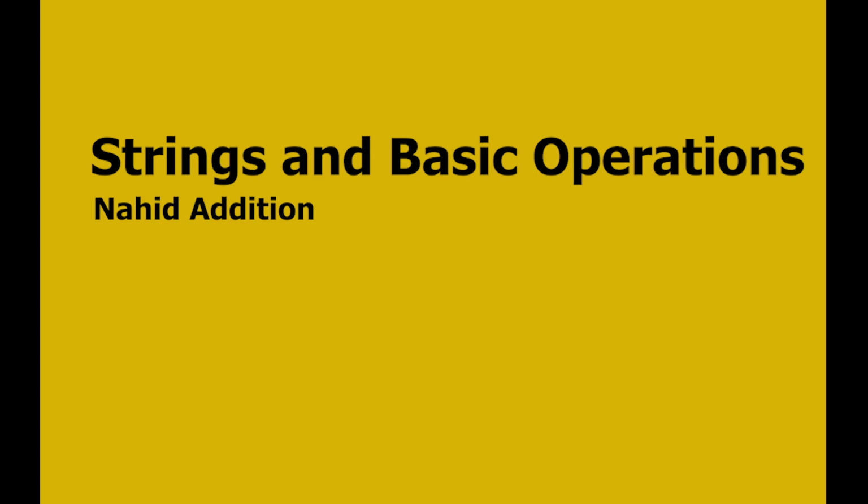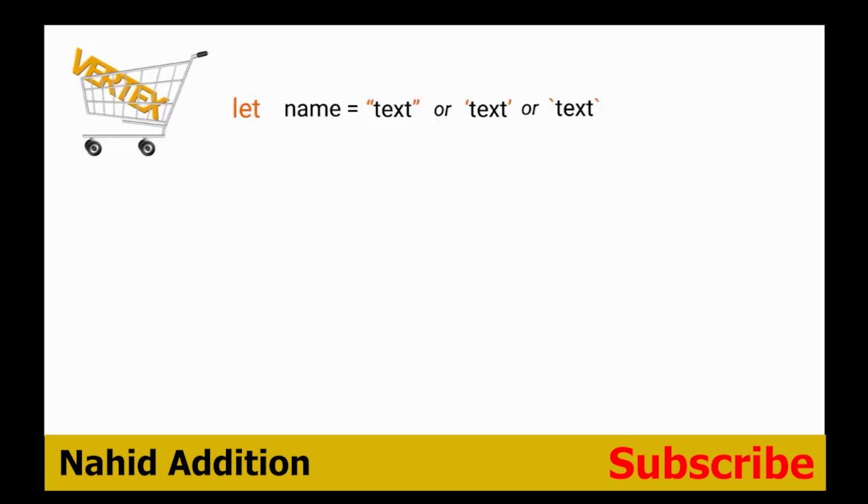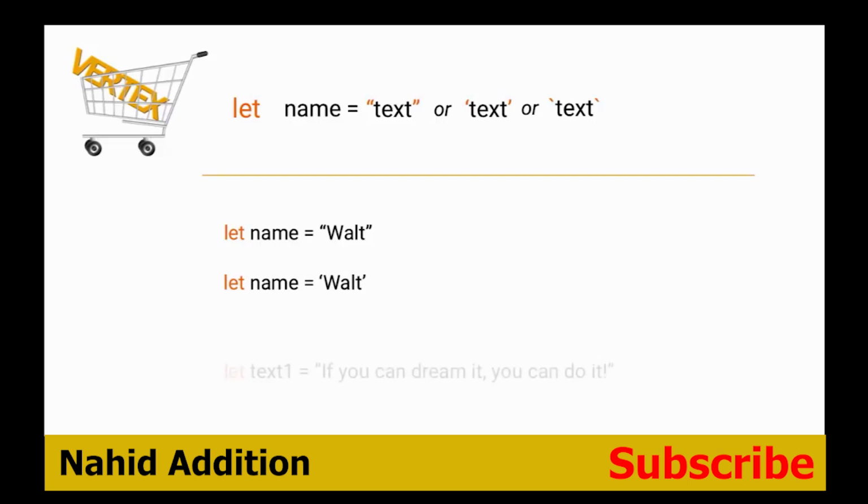The text can either be in double quotes or in single quotes, or in grave accents, which are also called backtick symbols. You can choose any of them, but it's best to choose only one and then stick with it. So for example, you can create a variable called name with the text Walt in double quotes or in single quotes, it doesn't matter. And in addition, you can assign an entire sentence to a variable. So for example, if you can dream it, you can do it. As to grave accents or the so-called backtick symbols, they create template strings.